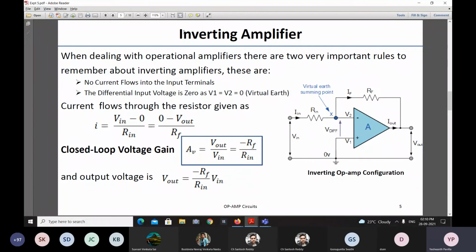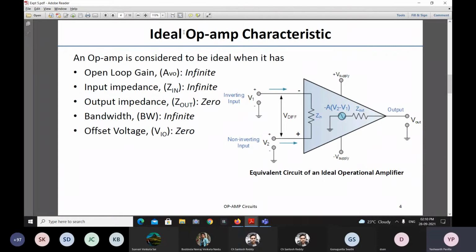Before getting to how the op-amp is used as an inverting amplifier, we have to understand that since it has a very large gain and very high input impedance, this component is highly unstable and highly uncontrollable.